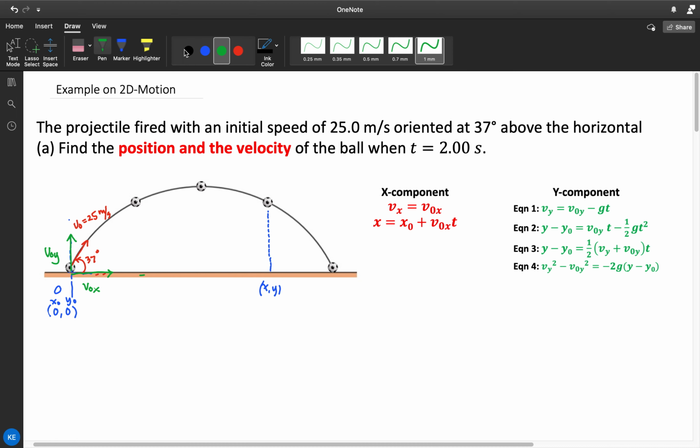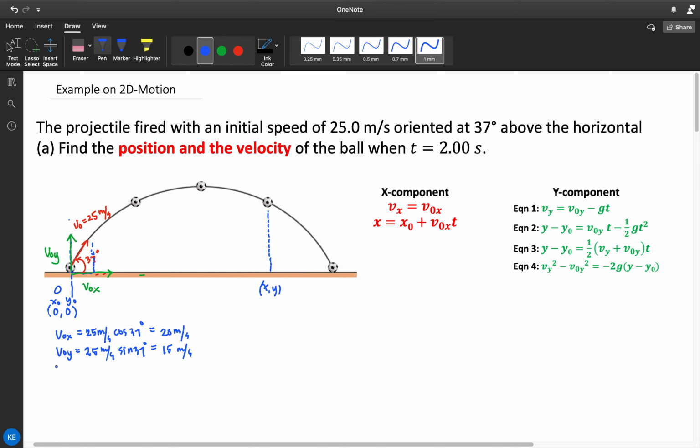Take note that it's V sub o x because it's on the adjacent side, so cosine. You'll have 25 meters per second cosine 37, so that would be 20 meters per second. And V sub o y is on the opposite side of angle 37. Sorry, I went past that. So 25 meters per second sine 37, that would be 15 meters per second. So you're done with finding V sub o x and V sub o y.